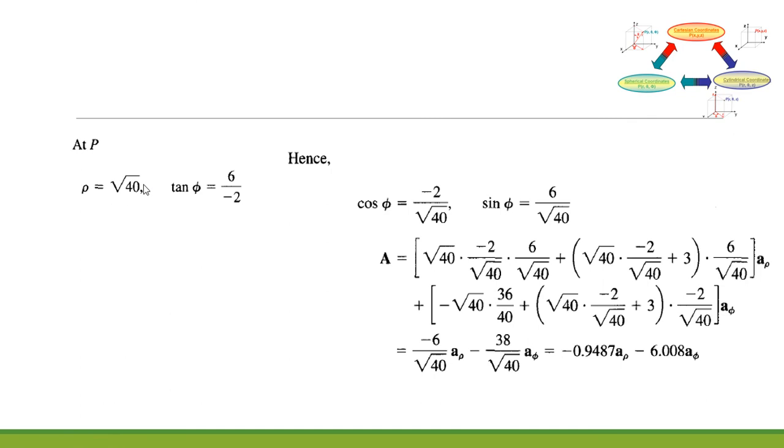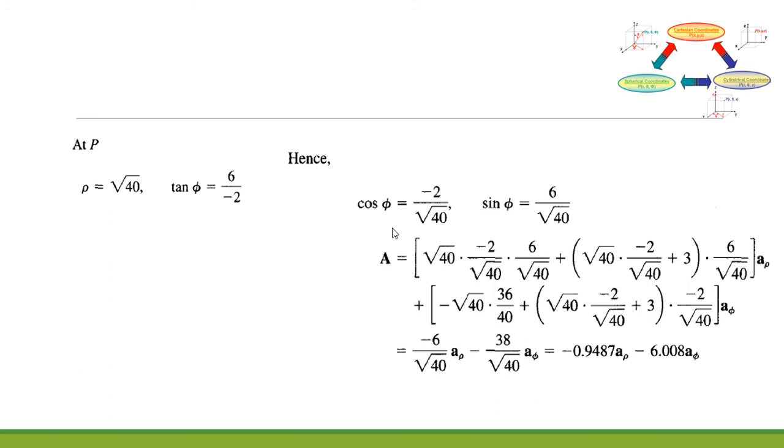So rho will be root 40, and tan pi is equal to 6 by minus 2. Cos pi means adjacent by hypotenuse, and sin pi will be opposite by hypotenuse, whereas tan is opposite by adjacent. So for opposite it is 6, for adjacent it is minus 2, and for hypotenuse it is root 40. So you have found cos pi, sin pi, rho and everything.